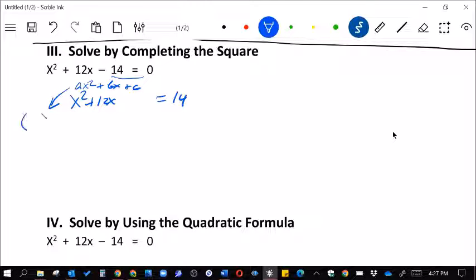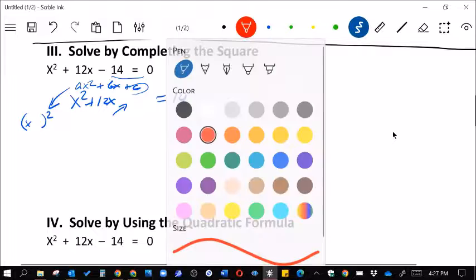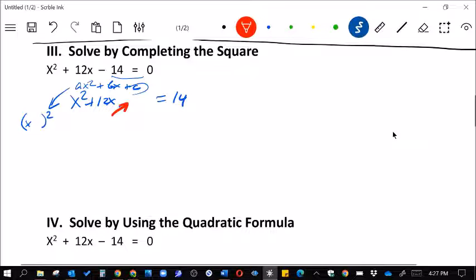And if the c is the correct number, we can have a polynomial x plus or minus something squared. So that's what we want to get to, but what we need is the correct c. And to get that correct c, we use the formula that c is equal to b over 2 squared. The b is a positive 12. That means we have 12 over 2 squared. That's 6 squared. That's 36.